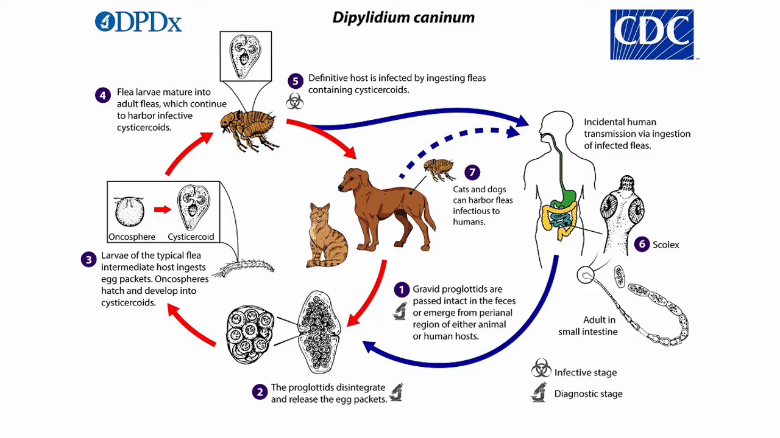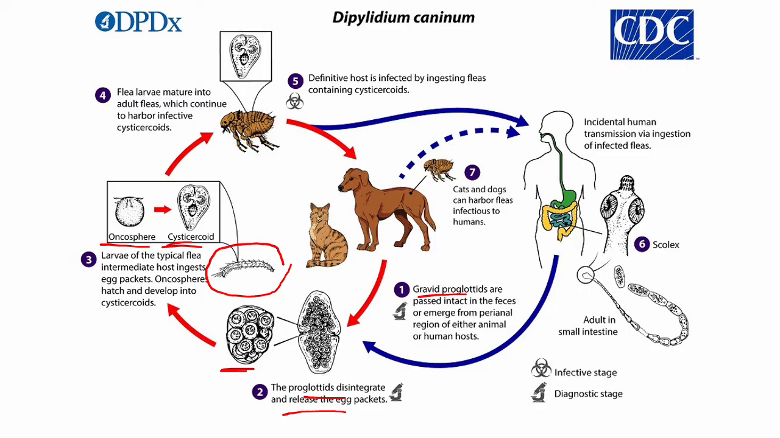So here is a representation of the life cycle of Dipylidium caninum. Again, Dipylidium caninum is a zoonotic parasite. That's why in humans, the life cycle is very quick. This starts off with gravid proglottids passed down in the feces, or sometimes emerging from the perianal region of the infected animal or human host. The proglottids will disintegrate and release the egg packets, which are then picked up by our arthropods such as cat flea, dog flea, or human flea. Inside the flea, the oncosphere, the motile embryo, will develop to become the cysticercoid larva.